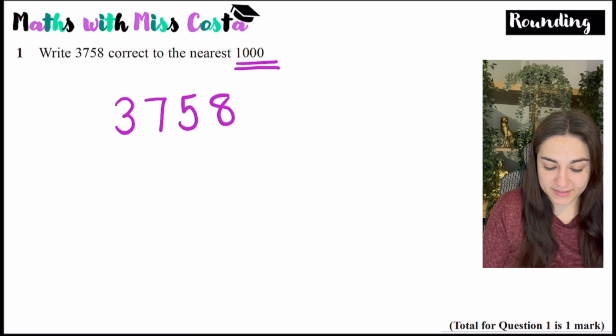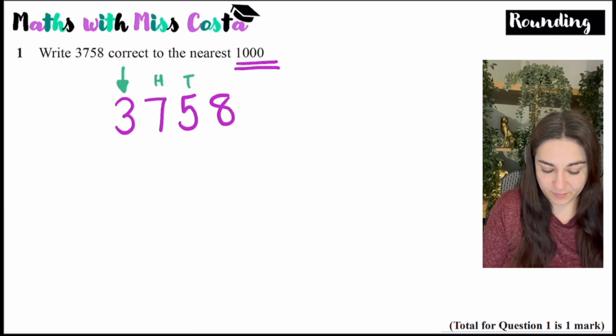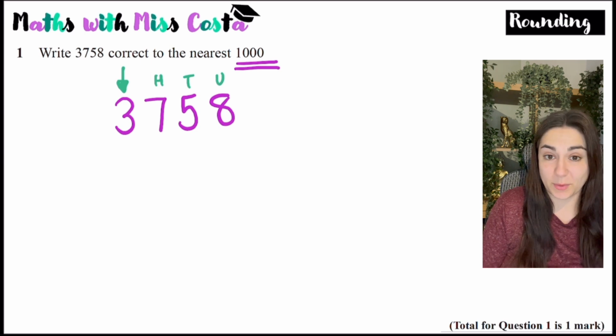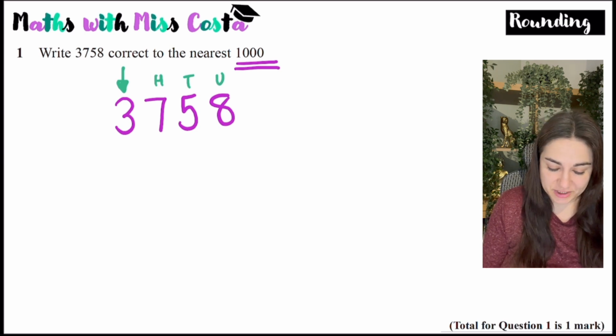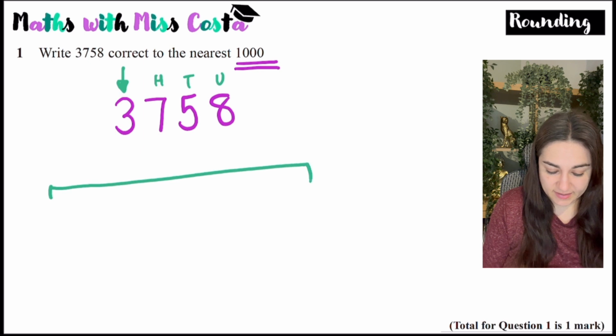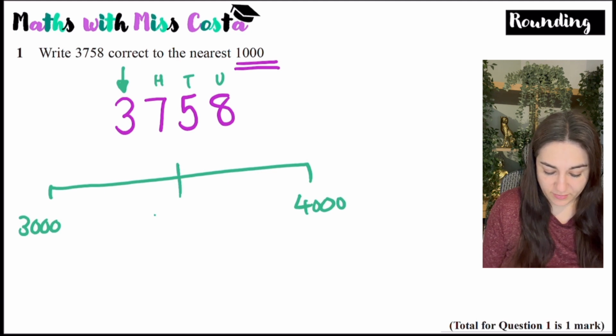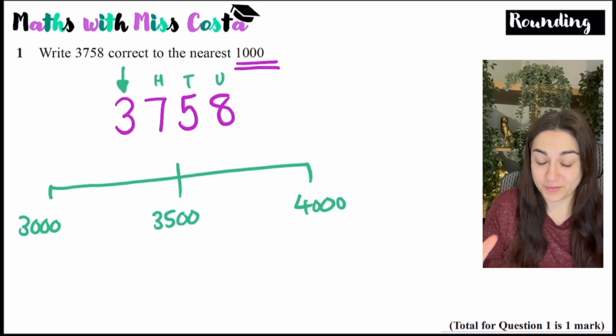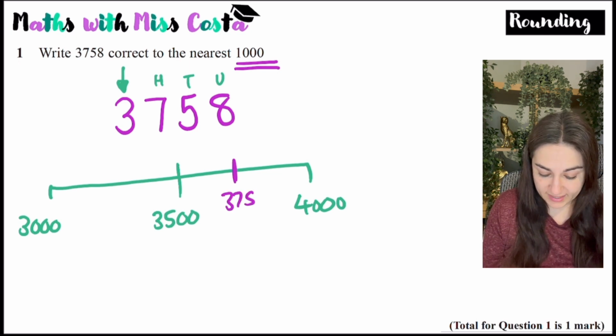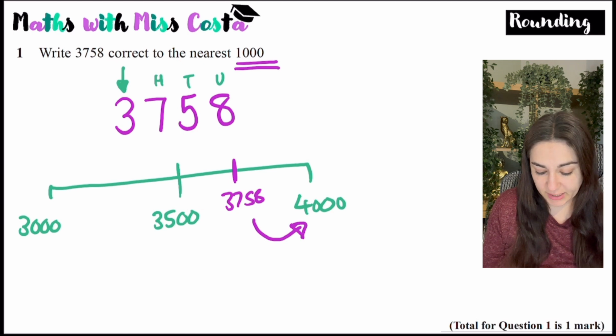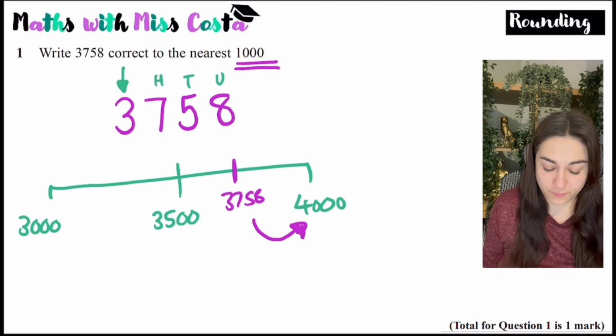So the thousands column is this one here. This would be the hundreds, this would be the tens, and this would be the units. So I'm deciding essentially whether it is between 3,000 and 4,000. I know that halfway between 3,000 and 4,000 is 3,500, and 3,758 would be roughly somewhere here. So it's going to round up to 4,000.